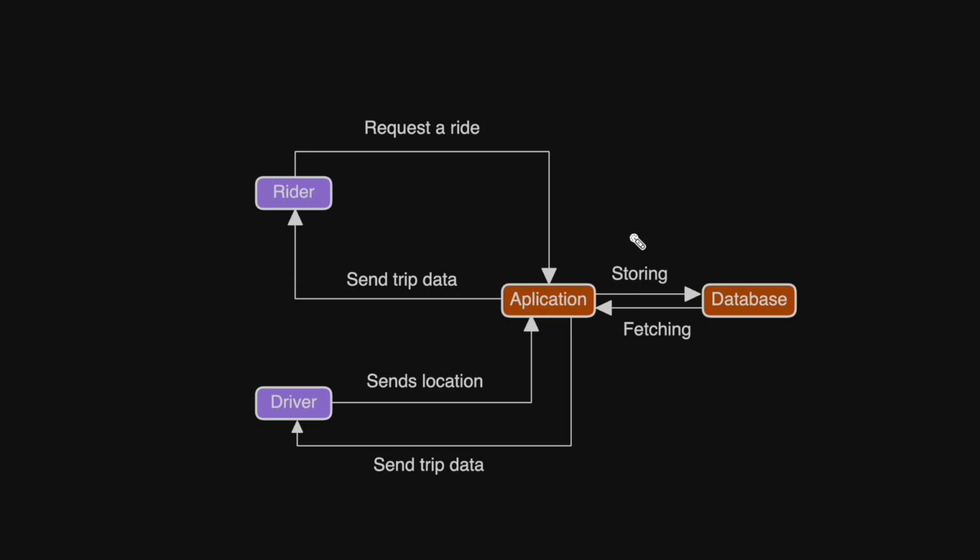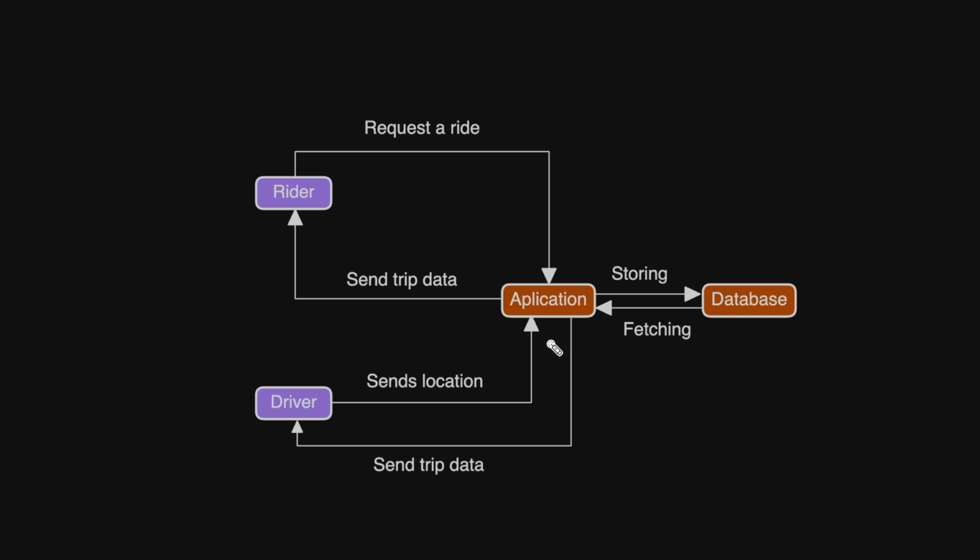Now it's the main entity that will be updated throughout the trip lifecycle. From the driver perspective, let's say I'm a driver and I don't have any passengers. I send my location to the application every, let's say, 5 or 10 seconds. So the application can track my movements and match me with the rider closest to me.